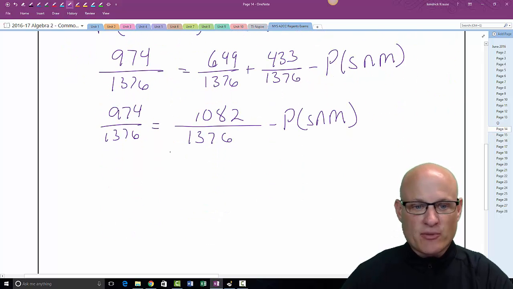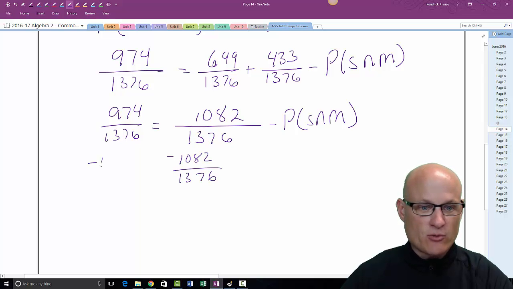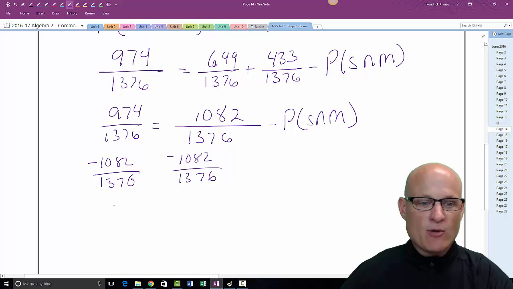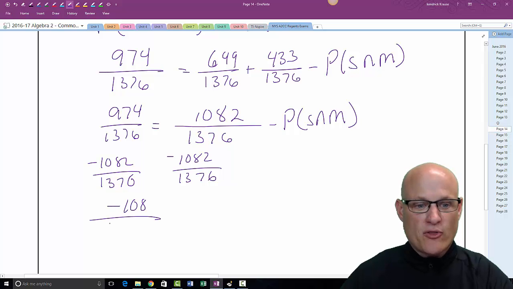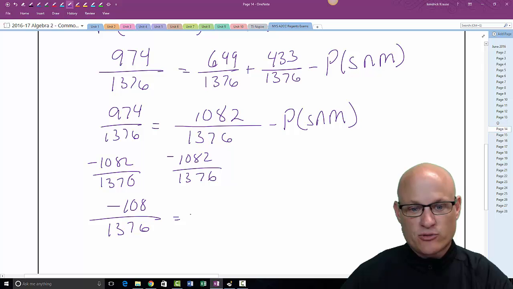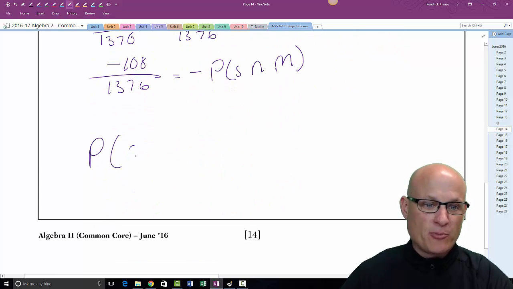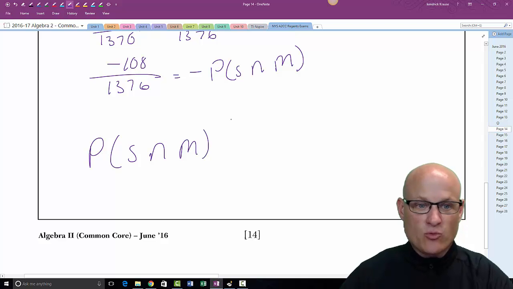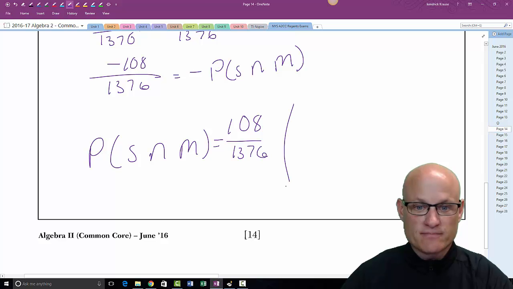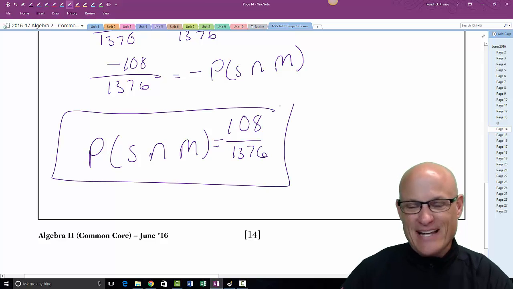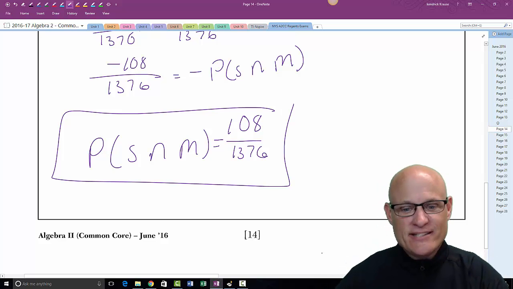All right, so I need to solve for this, so I'm going to subtract 1,082 over 1,376 from both sides, and what I get is negative 108 over 1376 is equal to negative the probability of sports and music. So what is the probability of sports and music? The probability of sports and music is 108 out of 1376. Simple fractions. That's it. That's all she wrote. Not a bad problem.